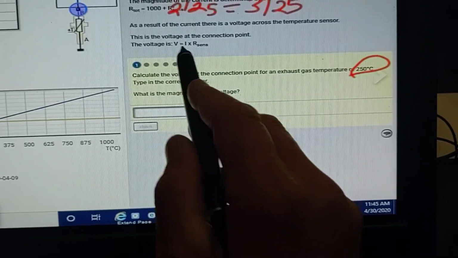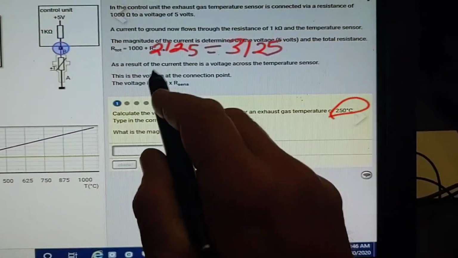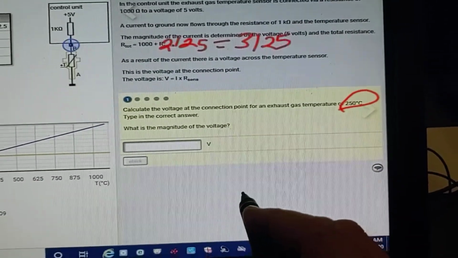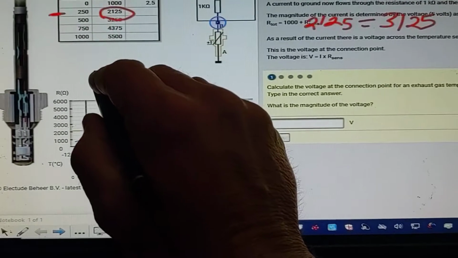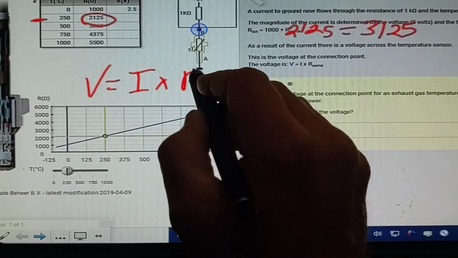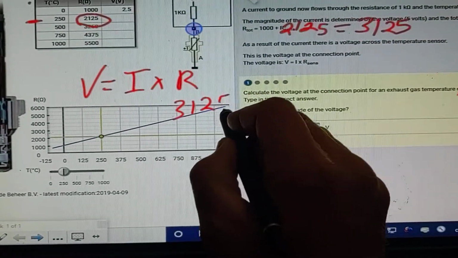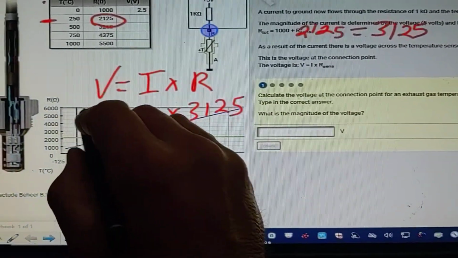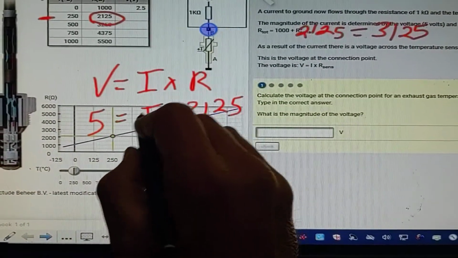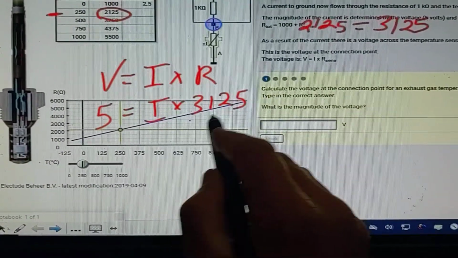They don't tell you what the current is in this equation, so we have to use Ohm's law for that. You'd simply take Ohm's law and do the calculation: voltage equals I times R. In this case, we know that R is 3125. I we don't know. Voltage we do know. We know it's 5 volts. We want to know what I is. So we divide both sides by 3125.